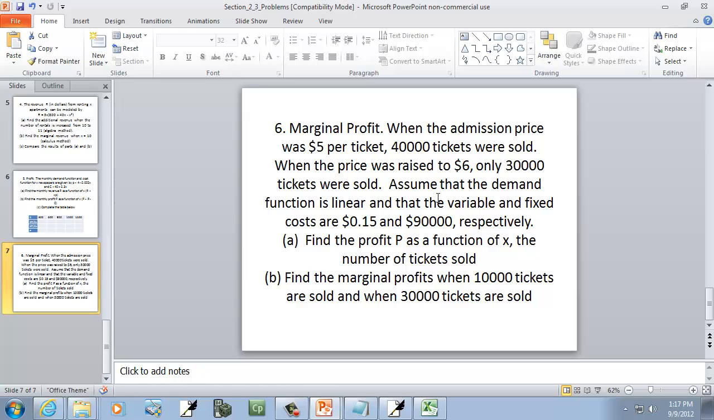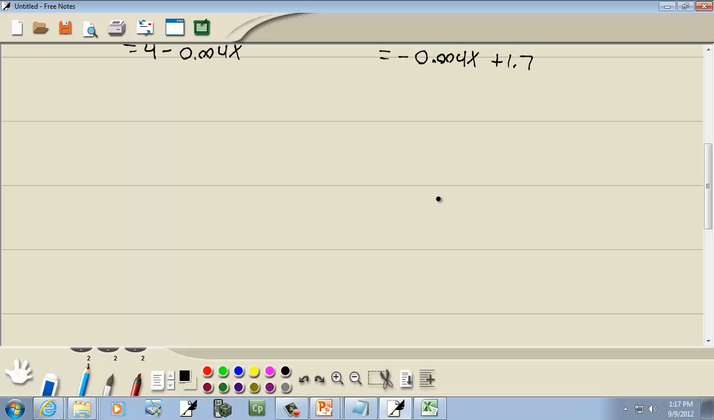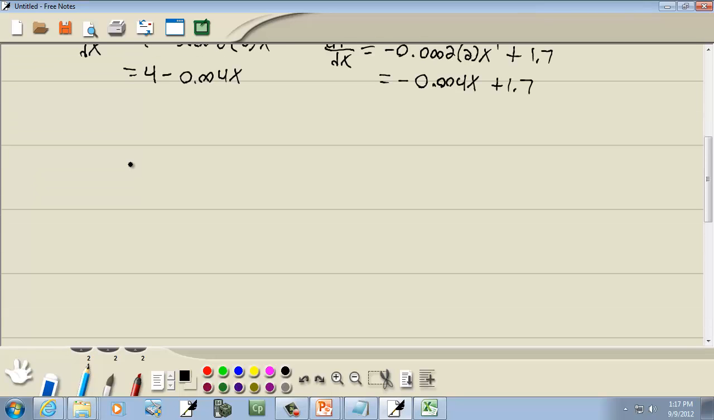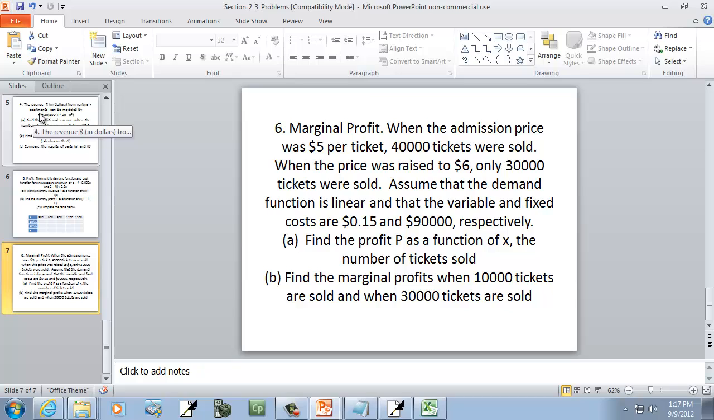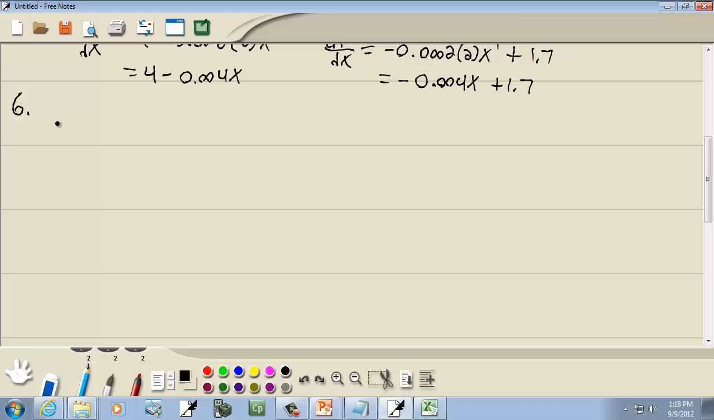Okay, let's look at our sixth problem. It's a longer problem, I believe. Marginal profit. When the admission price was $5 per ticket, 40,000 tickets were sold. When the price was raised to $6, only 30,000 tickets were sold. Assume the demand function is linear, that the variable and fixed costs are this and this, respectively. Find the profit P as a function of X, the number of tickets sold.